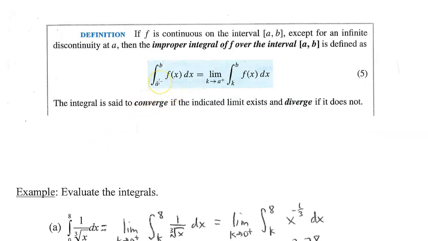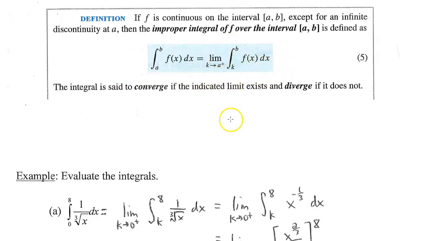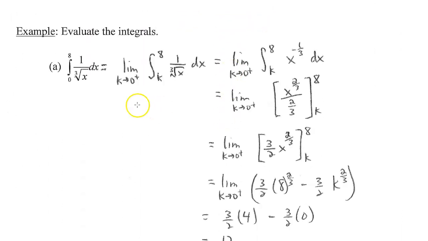Now we could have a similar thing on an interval from a to b where we have an infinite discontinuity at the left endpoint at a, like a vertical asymptote there. Instead of integrating from a to b, we'd integrate from k to b, and then we take the limit as k approaches a from the right. Again, the integral will converge if the limit exists, and it will diverge if it doesn't exist. That's the definition. So let's do a couple examples.